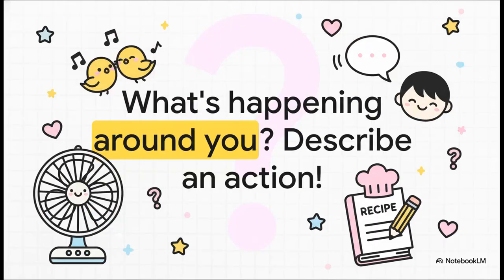So, here's your final challenge. I want you to look away from the screen for just a second. What's happening around you right now? Is a bird singing outside? Is a car driving down the street? Try to make a sentence for one of those actions using the simple recipe we learned today. The more you use it, the more natural it's all going to feel.